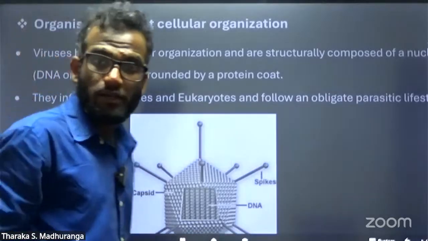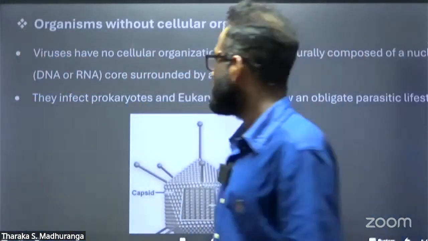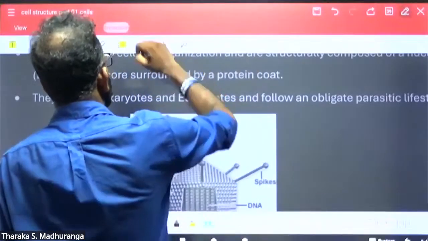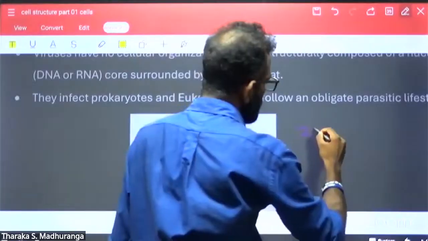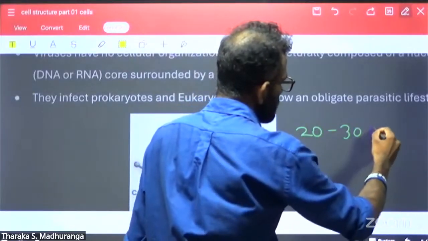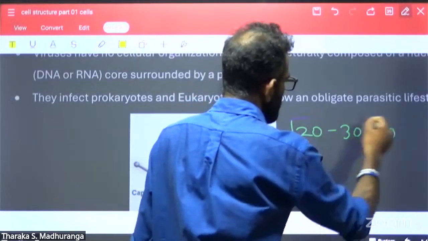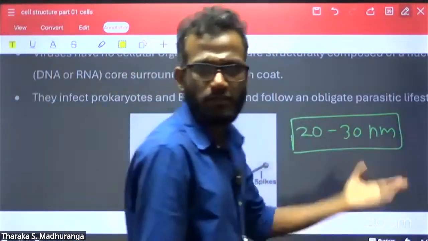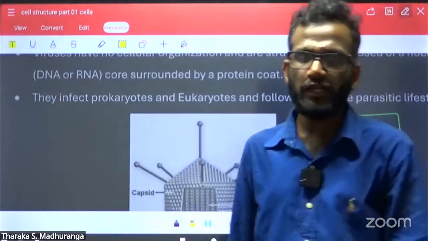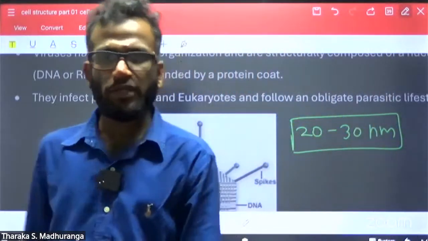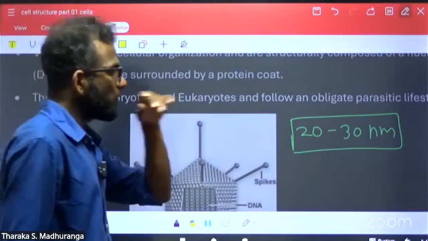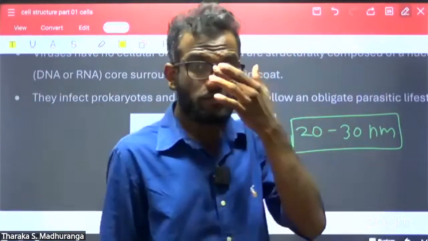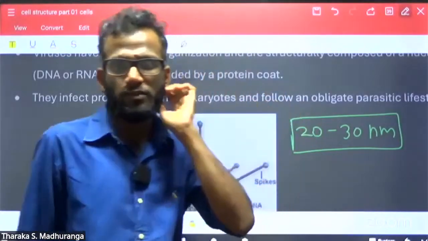Okay, what is the size? Normally the COVID-19 virus size is 20 to 30 nanometers. We can't say the exact value; it varies at this level. So you can imagine the size: 20 to 30 nanometers.